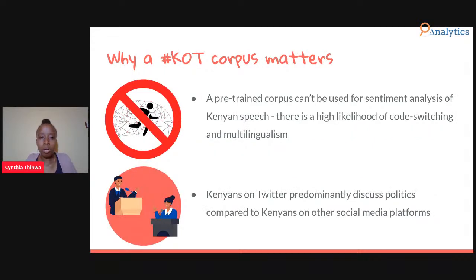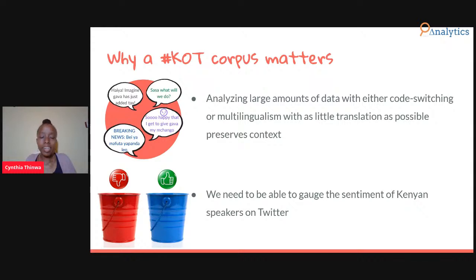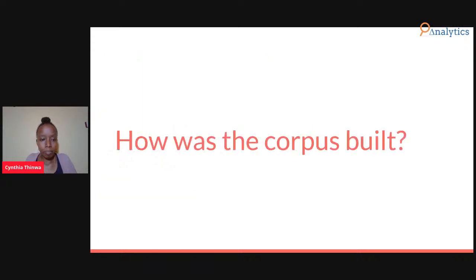So use of this corpus is important for the following reasons. First, as we saw with the Roberta Swahili model, a pre-trained corpus can't be used for sentiment analysis of Kenyan speech because there's a high likelihood of code switching and multilingualism. Secondly, Kenyans on Twitter predominantly discuss politics compared to Kenyans on other social platforms. Thirdly, analyzing large amounts of data with either code switching or multilingualism with as little translation as possible preserves context. And finally, we need to be able to gauge the sentiment of Kenyan speakers on Twitter.